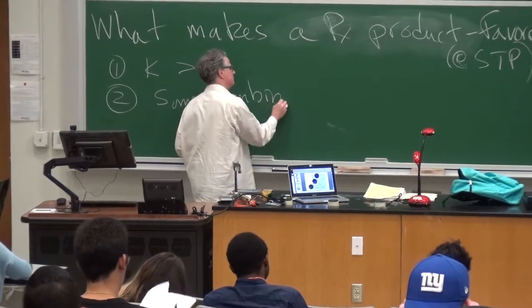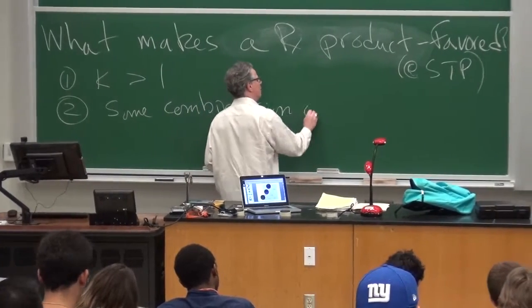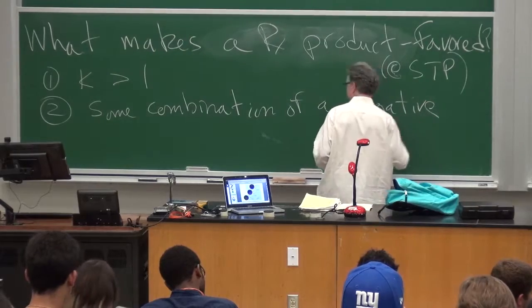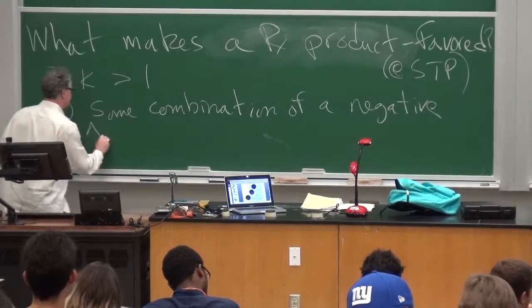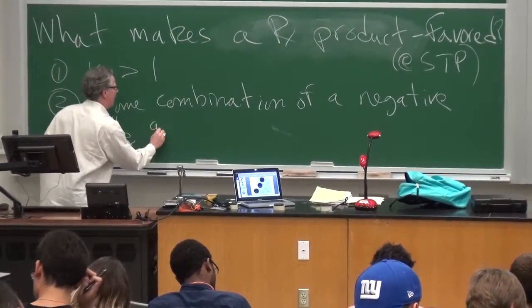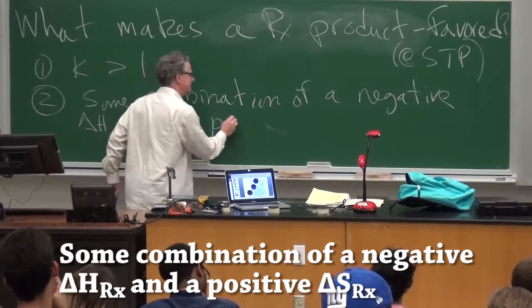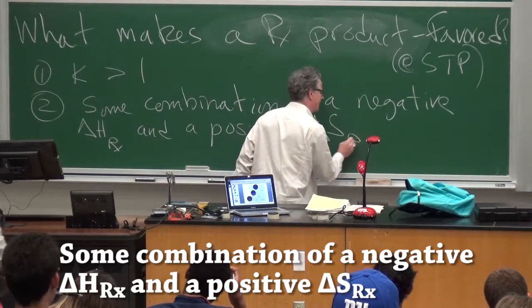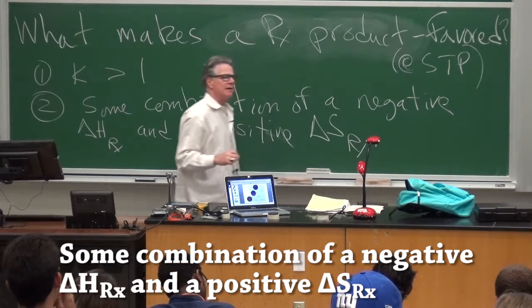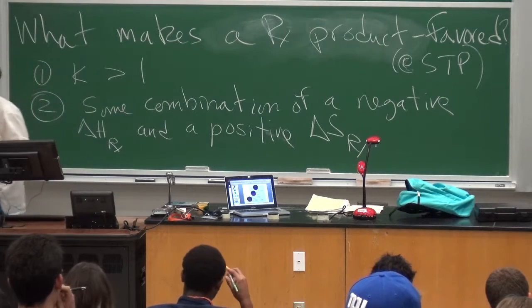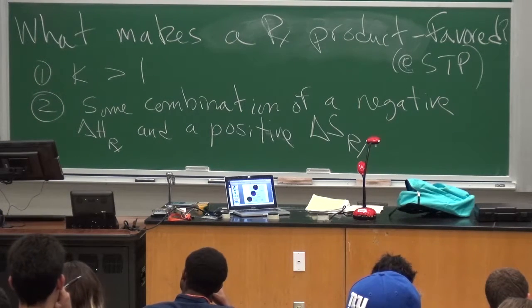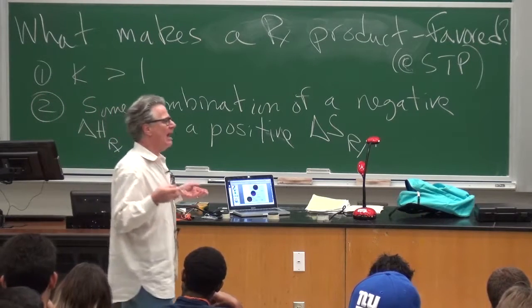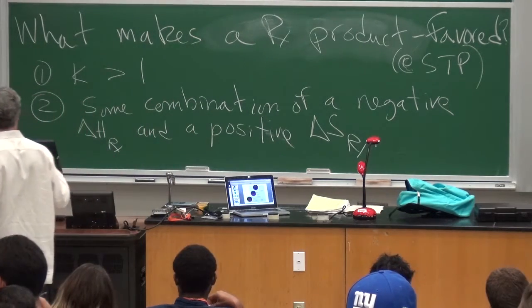of a negative delta H of reaction and a positive delta S of reaction, that if a reaction is product favored, it is because of some combination of a negative delta H of reaction and/or a positive delta S of reaction.